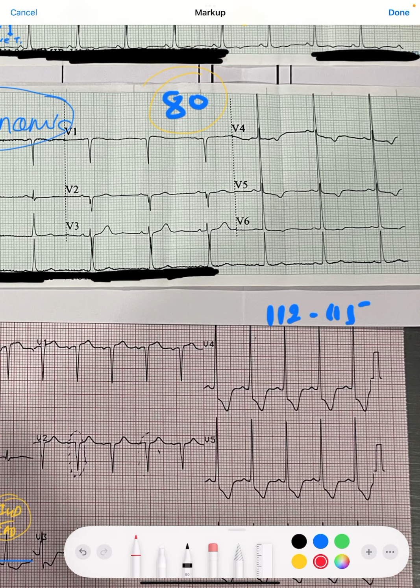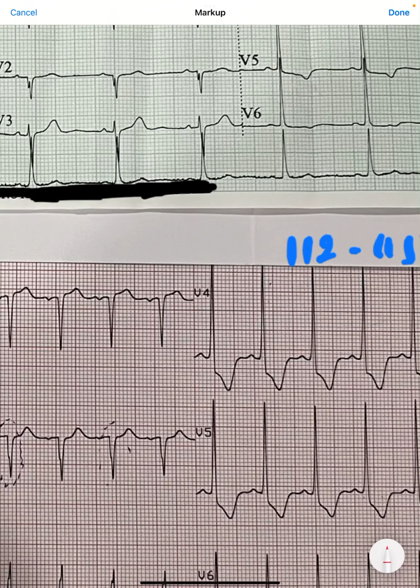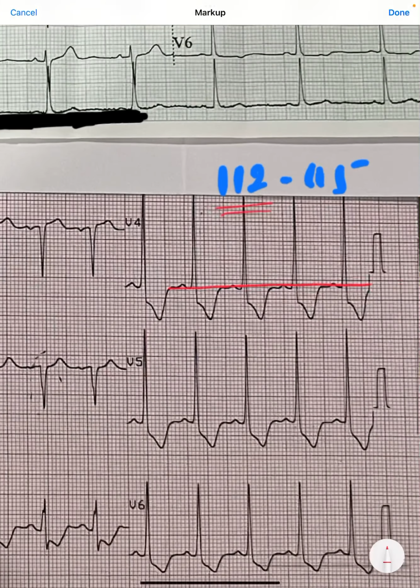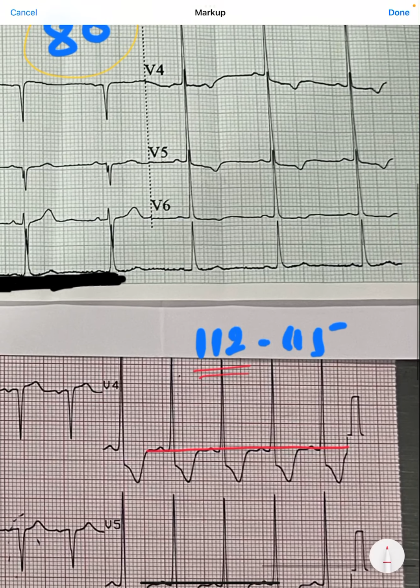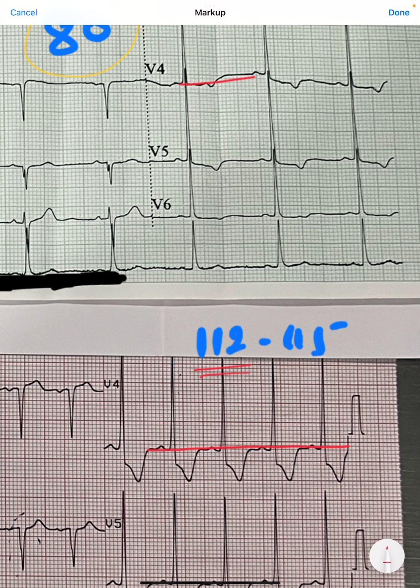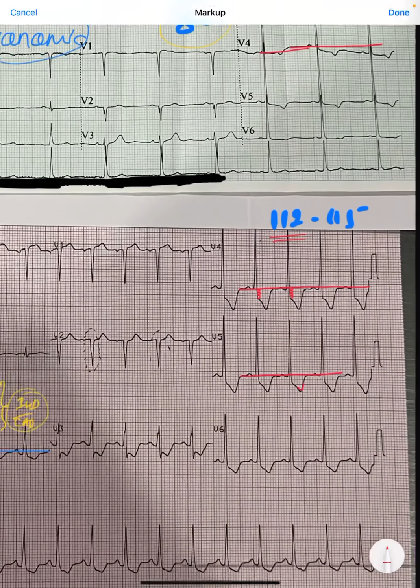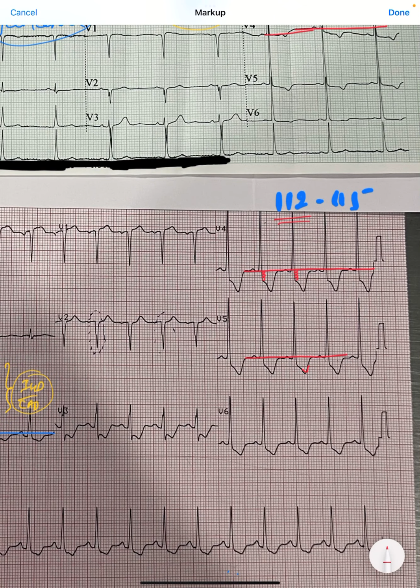But in the third ECG, when the heart rate was high, around 112, the same ECG was showing significant ST depression. The ST depression in earlier ECGs was hardly 1 millimeter, but in this ECG it was 1, 2, 3, 4. So there is a significant, marked new occurrence of ST depression with T wave inversion, which highly suggests coronary artery disease.